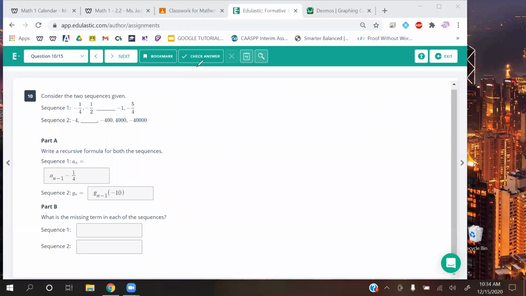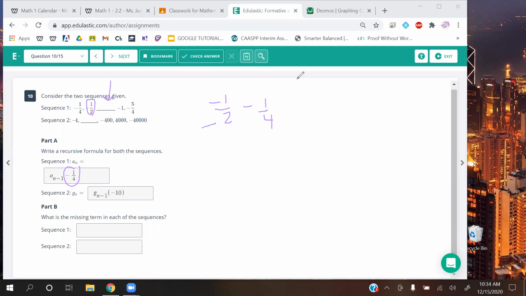So sequence one, we said that the formula is subtracting a fourth every single time. So we're gonna take the previous term, so negative 1/2, and we're gonna subtract 1/4 so that we can find our missing term. So take the previous term and subtract 1/4. Literally just follow the pattern. We said we are minusing 1/4 every single time, so that's what we're gonna do.